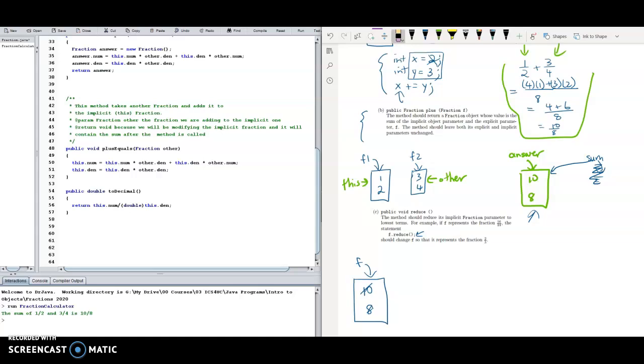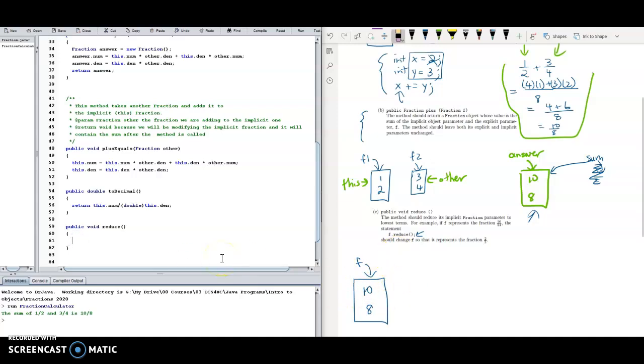So how do we get it into 5 over 4? So let's go ahead and start writing this method here. So we go public void reduce, open close brackets. Now, again, it doesn't need to take anything in because we are going to reduce the implicit fraction. So whichever is calling it.